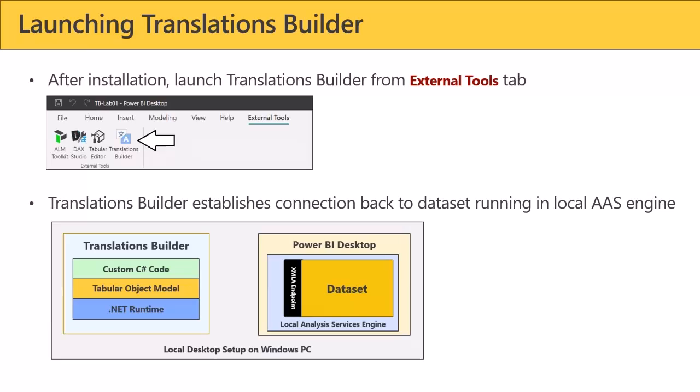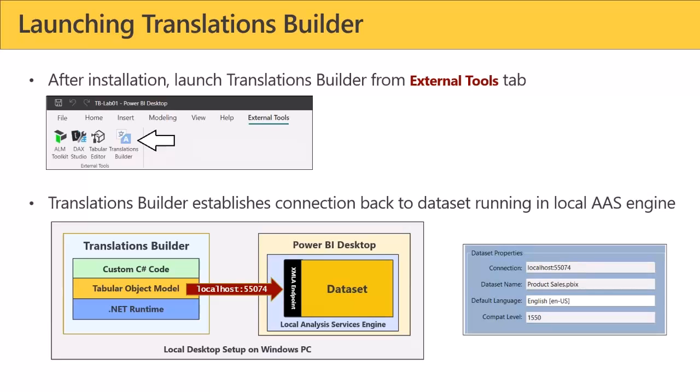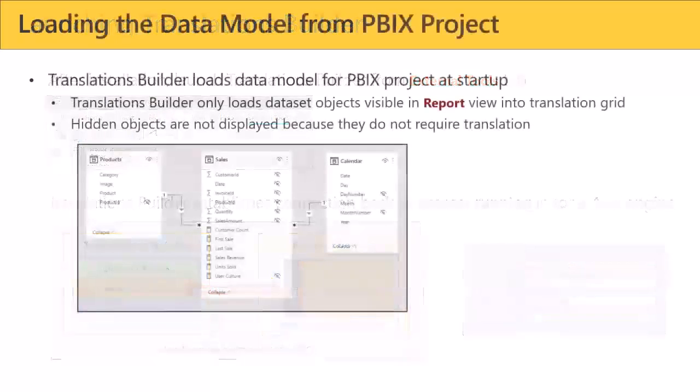Okay, now the way things work is that when you fire up Translation Builder, it's just a .NET 6 application that runs, and it is then going to create a connection right back to that Power BI Desktop data set that's loaded in memory and running in the local Analysis Services engine. Translation Builder will show you things like the connection property, what's the name of the PBIX file, and what's the default language for this project. There's also a compatibility level, which at this point in time should be 1550.